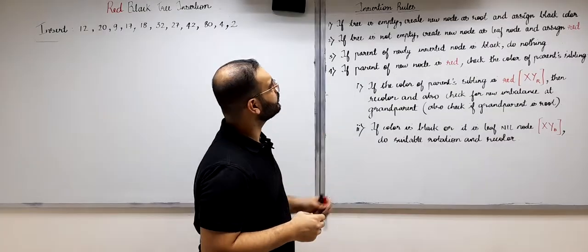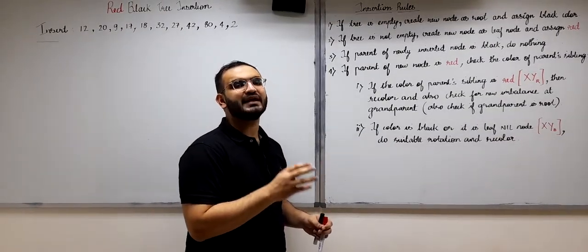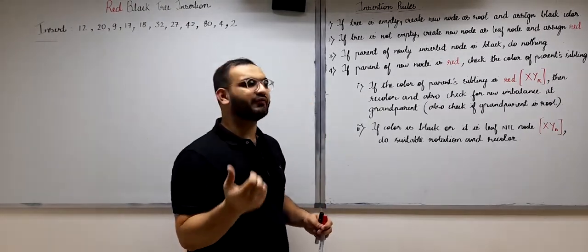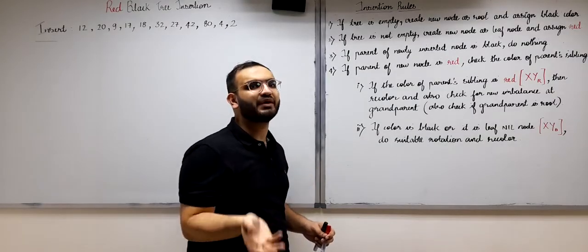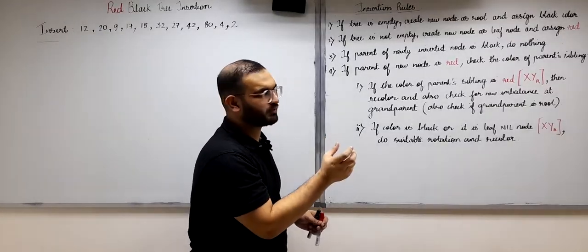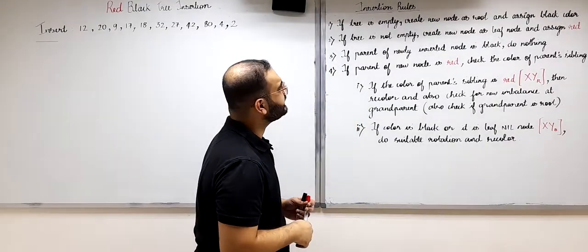And what about the second rule? If the tree is not empty, if there is already some node in the tree, in that case, you should create a new node as a leaf node. Of course, you should follow the binary search tree property because a red-black tree is also a binary search tree. So accordingly, you should create a leaf node at a suitable position. You should assign red color to it, right?